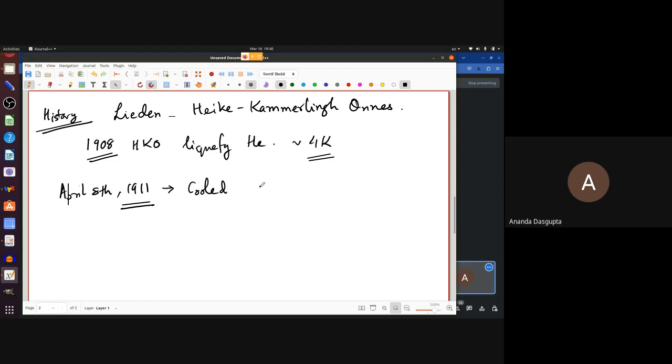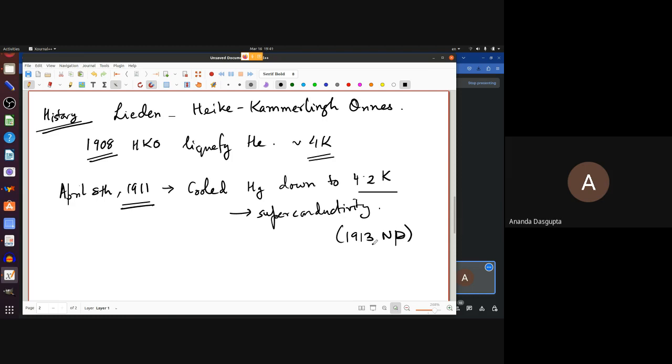On that day, what Kamerlingh Onnes did was he used his liquid helium to cool mercury and observe the phenomenon that mercury suddenly lost all its resistance. So he discovered superconductivity on this day. This is the discovery for which he is so well known. And this is the discovery which actually gave him the Nobel Prize as early as 1913. Within 2 years of the discovery of superconductivity, Kamerlingh Onnes got his Nobel Prize for this.